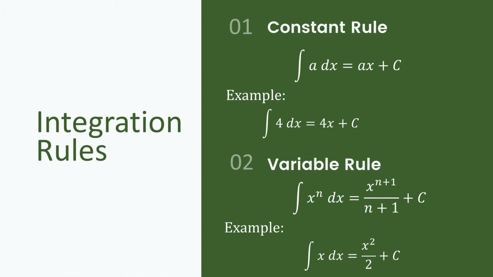The second integration rule is the variable rule. So the integral of x raised to n dx is equal to x raised to n plus 1 over n plus 1 plus the constant c. For the given example, the integral of x dx, since the exponent of x is 1, therefore n plus 1 will be equal to 2. Substituting it to the formula, the answer will be x squared over 2 plus c.